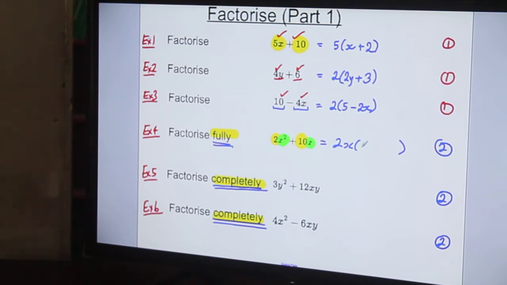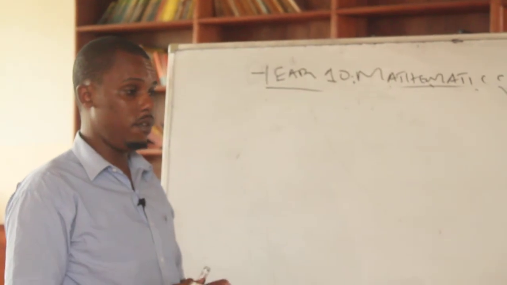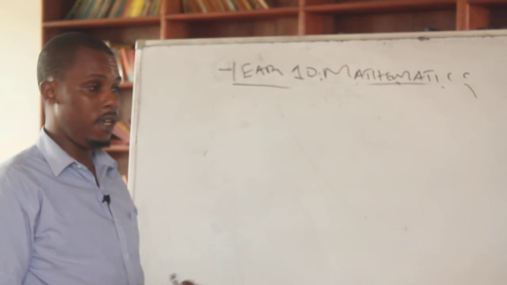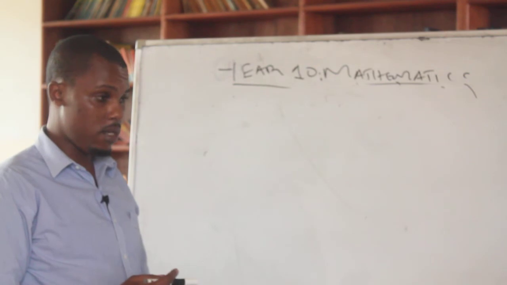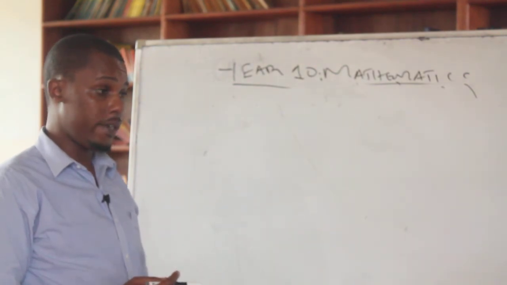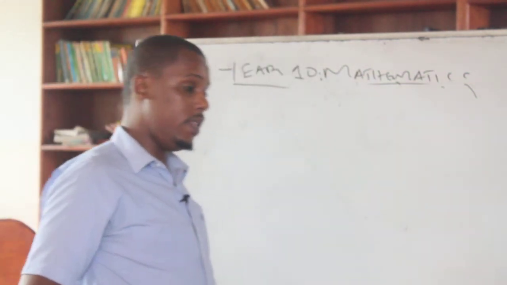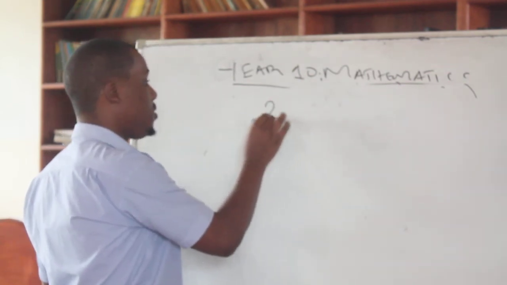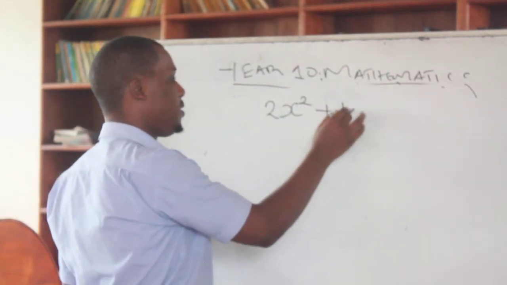During the exam, you're going to have questions that are worth maybe 1 mark, and others worth 2 marks. So you're supposed to be very careful, because when you're told to factorize fully, it means that the number part has a common factor, and the algebra part also has a common factor. If you only focus on one part, then you're not going to be awarded the 2 marks fully. So in the example before, we are talking about 2x squared, then plus 10x.